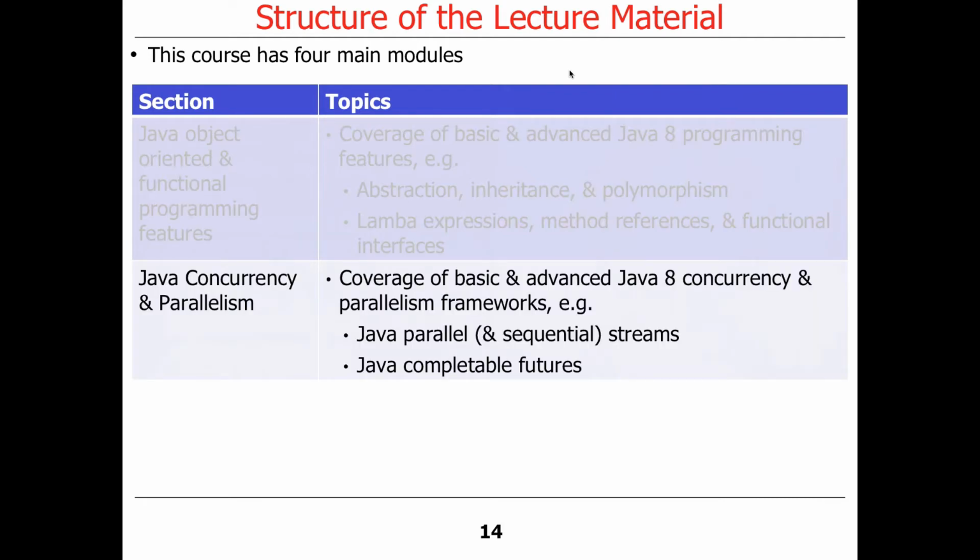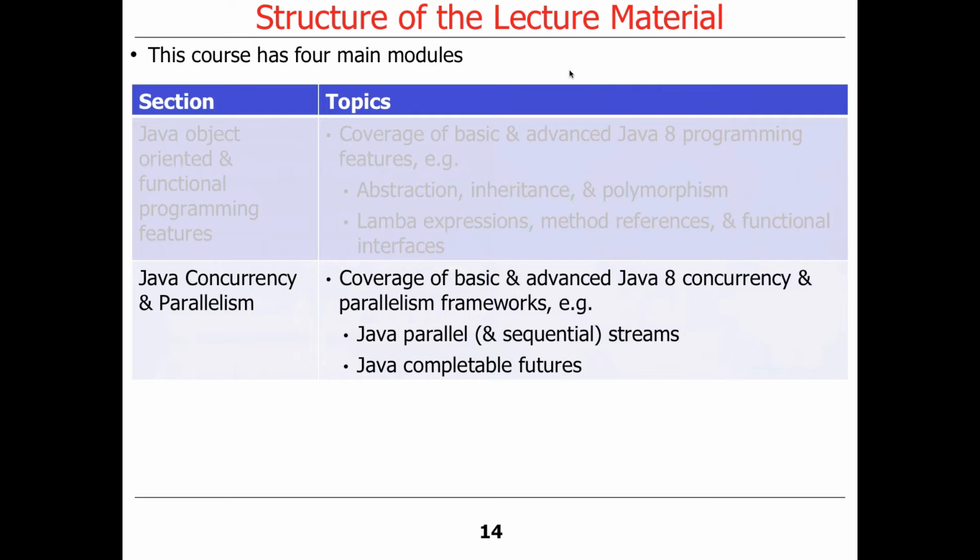Then the bulk of the class will be on concurrency and parallelism, and we'll be focusing on two major frameworks in Java 8, one of which is called Java 8 streams. First we'll look at the sequential streams, and then we'll cover the parallel streams. And then we're going to cover something else called completable futures.